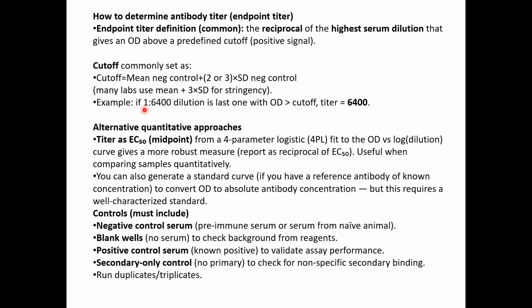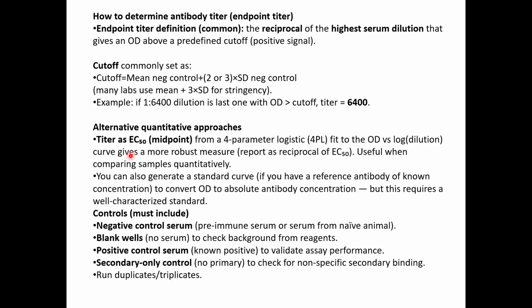For example, if you have diluted your sample 1 in 6,400 times, and this is the dilution where you have gotten your last OD value before your cutoff, so your OD is greater than your cutoff at the dilution 1 in 6,400, then your titer value would be 6,400.